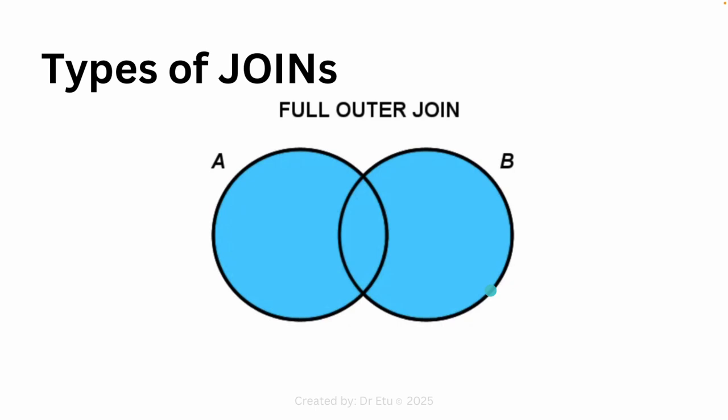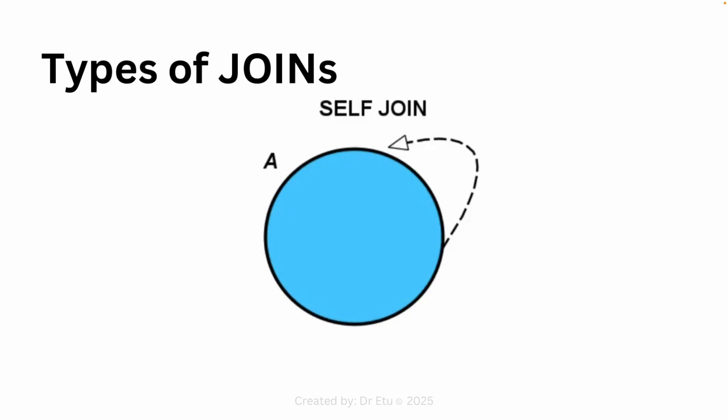The next join we'll look at is the full outer join, or full join. It returns all records when there is a match in the left table, which is table A, or the right table, which is table B. And the last one we'll look at is the self join. What this basically means is a regular join, but the table is joined with itself. So you have table A joining back to table A.